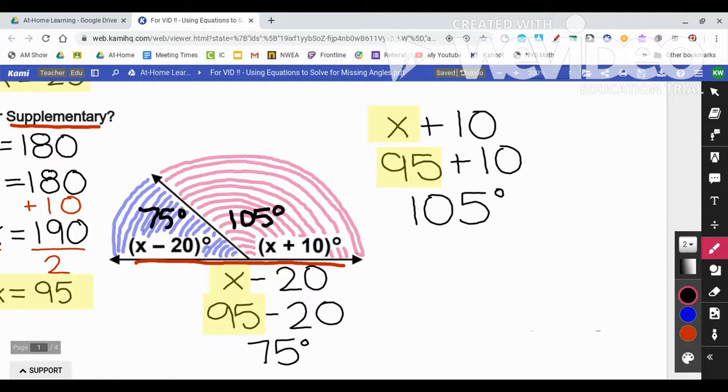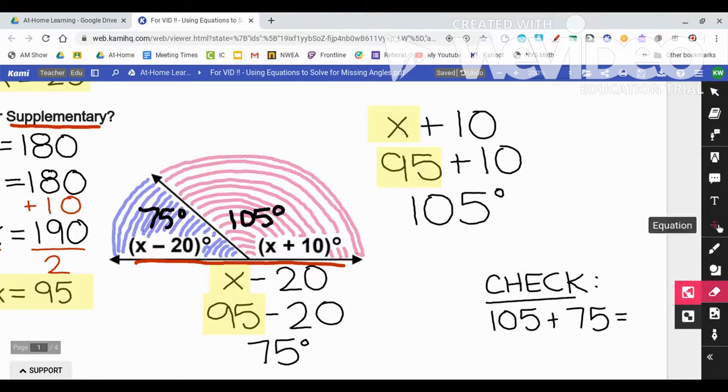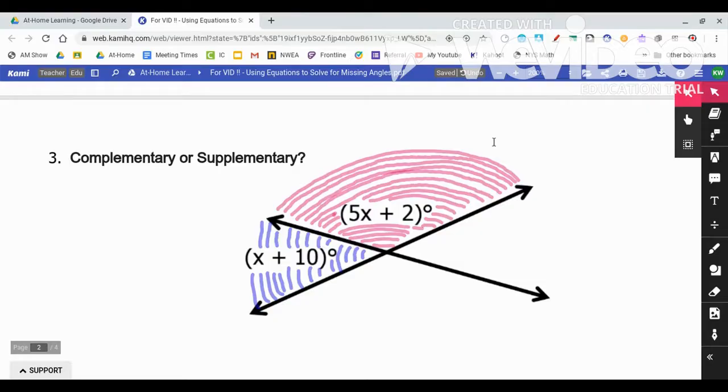There we go. And I can still check to see if these make sense. So this is a supplemental angle pair. So if I add them together, I should get 180 degrees. And I do, which means that I did this correctly. So check it off and go to the next example.